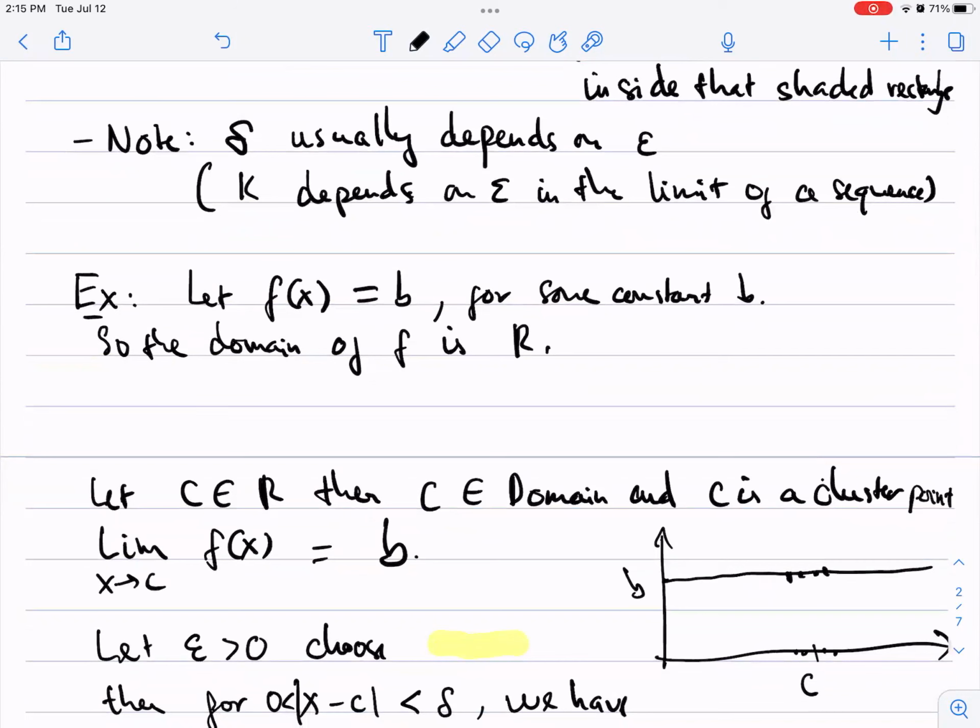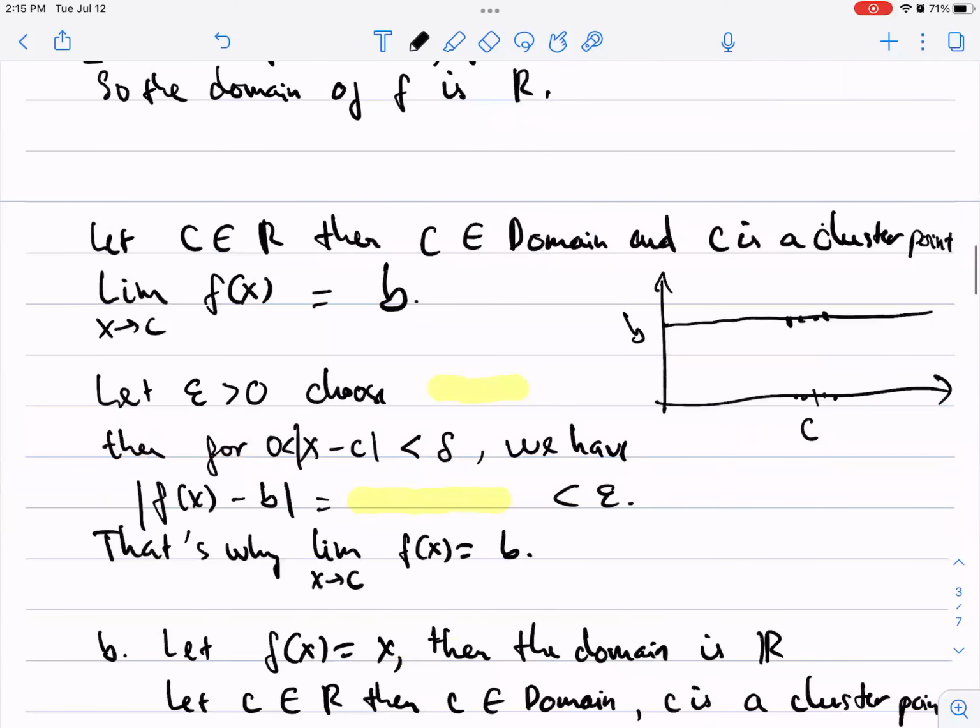Now let me give you several examples to see how the definition works for concrete cases. For example, we consider the function f(x) equal to b for some constant b. So the domain of this function is the full set of real numbers. Let c be a real number, then c certainly is in the domain, and c is a cluster point. We want to show that the limit of f(x) when x approaches c is equal to b.